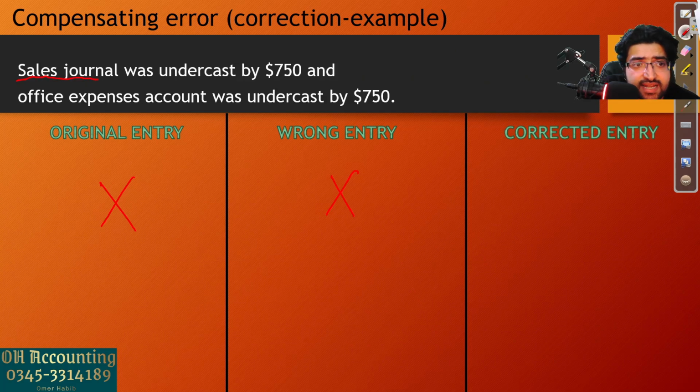They're telling us that the sales journal was undercast by 750, which means you have recorded sales 750 less than it should have been. So you know sales is an income. When incomes increase, we should record them on credit. So fix that. Record 750 more in sales now to correct the error. When you have under added sales by 750, you just add 750 now and correct the error. Office expense account was also undercast by 750. Expenses are debited when they increase.